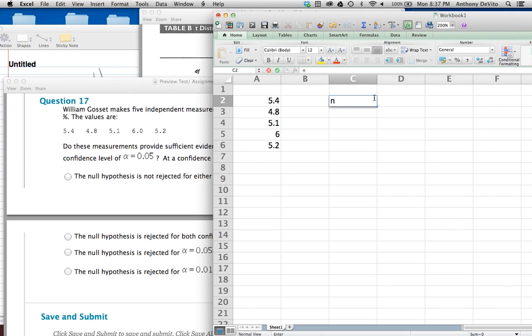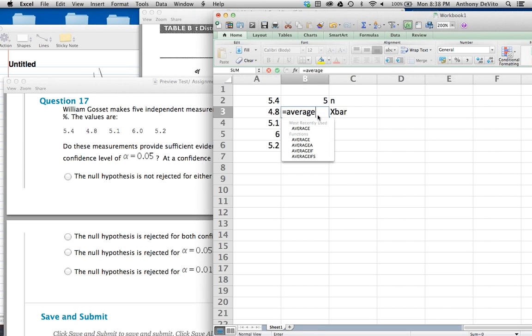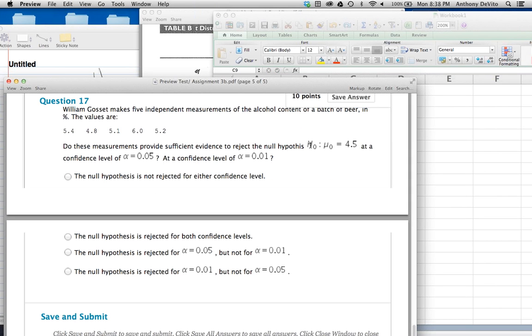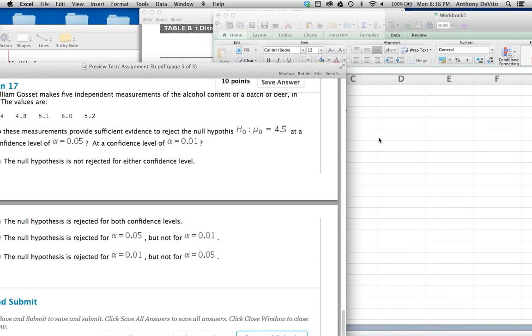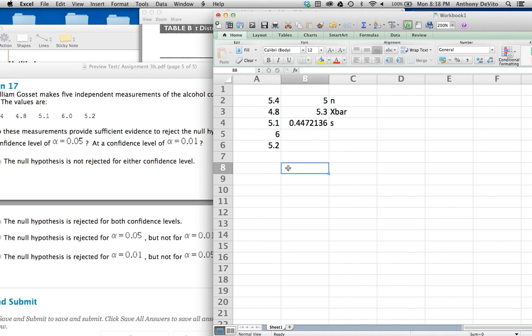Okay, so I know my sample size is 5. So first thing I know is n is equal to 5. Second thing I know is my average, the mean of the sample, x bar, going to be equal to the average for all of these numbers. Next thing I know is my standard deviation for my sample, which is going to be 0.44. Now I want to test the null hypothesis that the mean for the entire group represented by x bar is equal to 4.5 or different from 4.5. Let's give that a test.